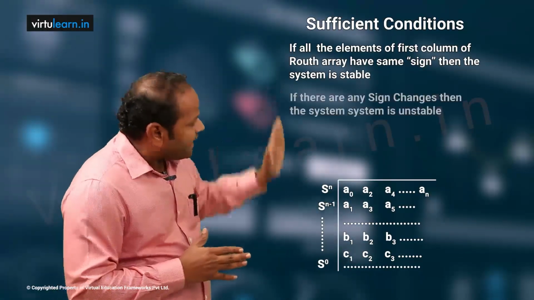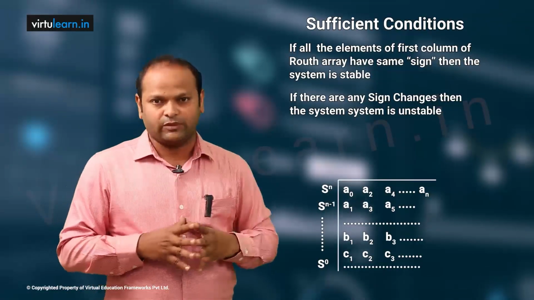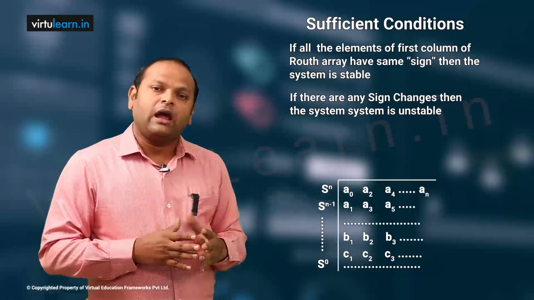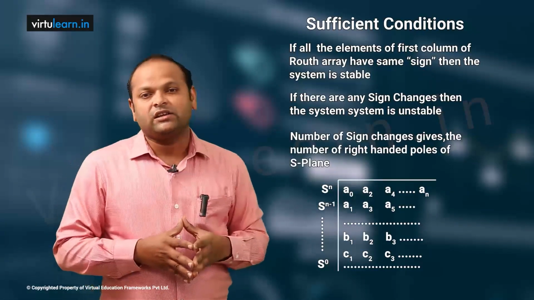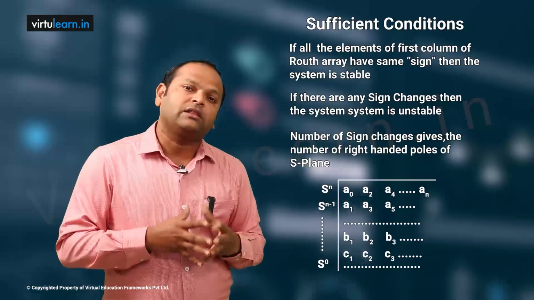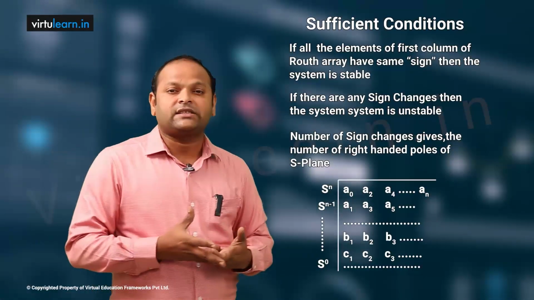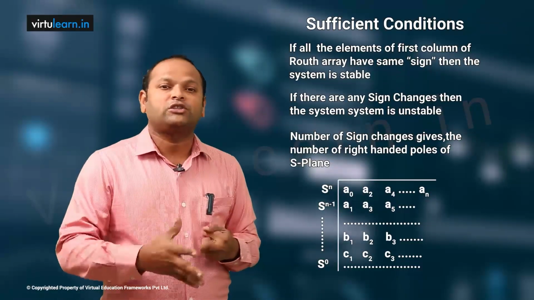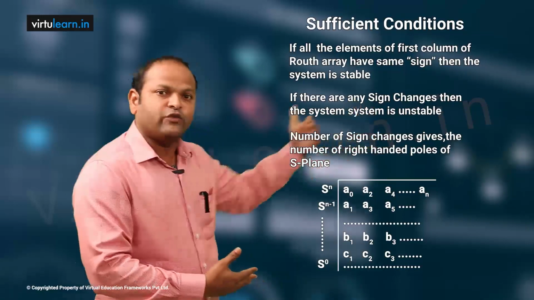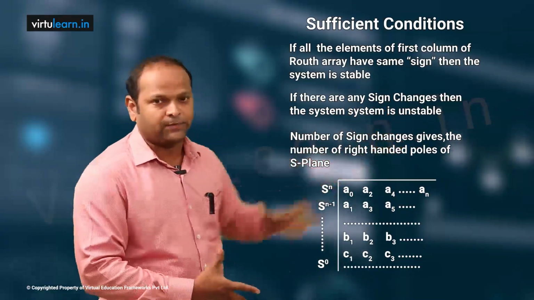If there are sign changes in the first column, we say the system is unstable. Sign changes mean the system is unstable, and the number of sign changes will give us how many closed loop poles are in the right of the S-plane, or how many roots of the characteristic equation have positive real part. Positive real part is the right side. So we say my closed loop poles or roots are lying in the right half of the S-plane.